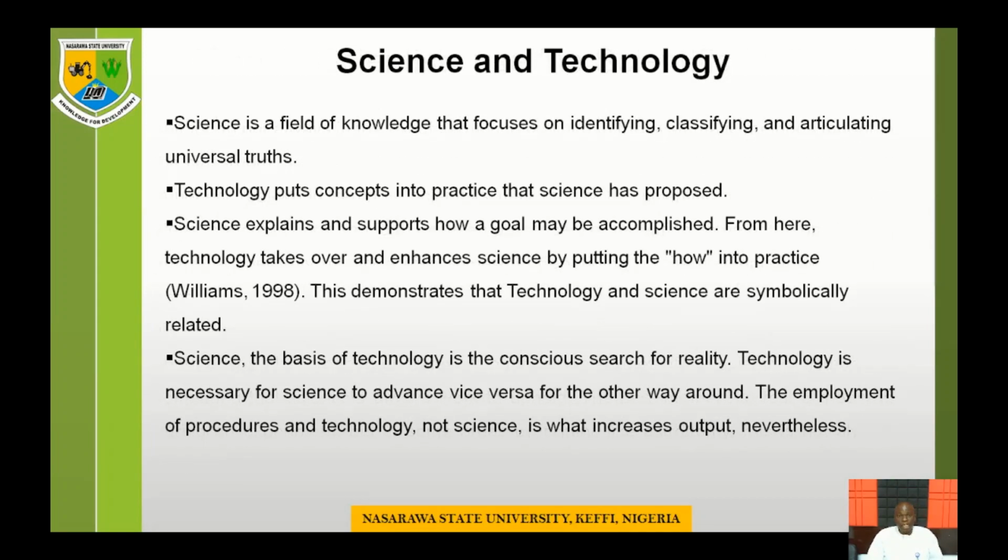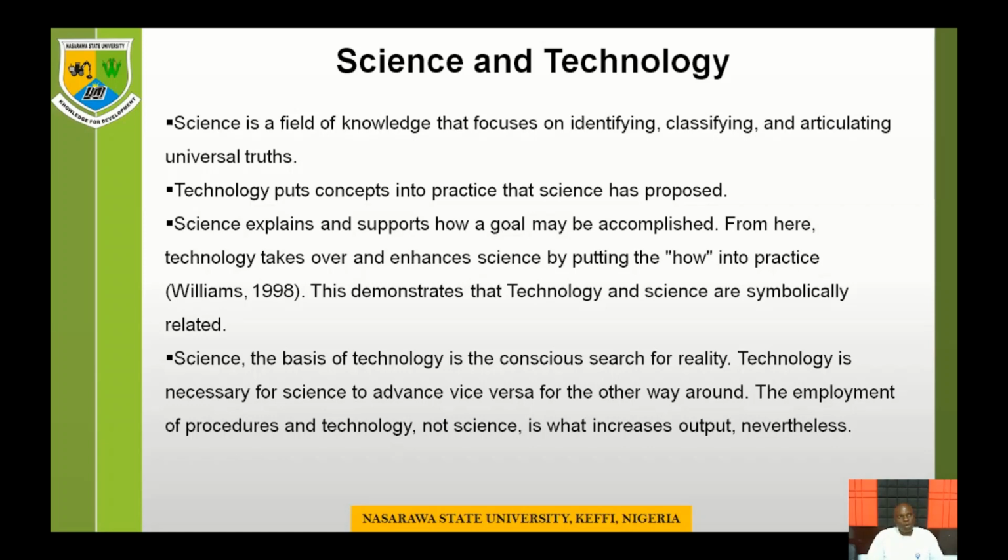Okay, well, the next subtopic is science and technology. We define science as a field of knowledge that focuses on identifying, classifying, and articulating universal truth. Technology itself is concepts put together. Technology puts into practice the concepts that science has proposed. So science explains and supports how a goal may be accomplished. Then from here, technology takes over and enhances science by putting the how into practice.